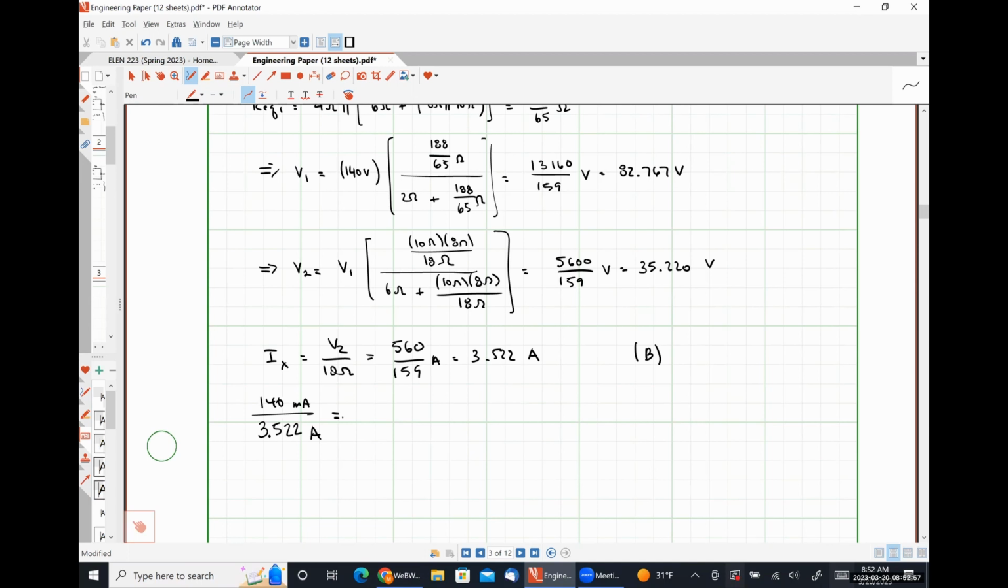0.14 divided by what I have as my previous answer is a factor of 0.03975. I'm going to multiply. So Vx for part A is just going to be 140 volts times that 0.03975, which will be 5.565 volts.